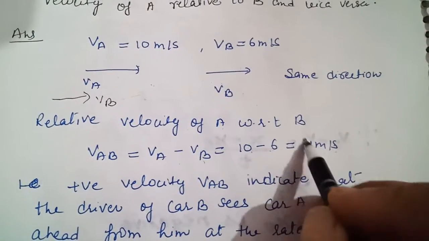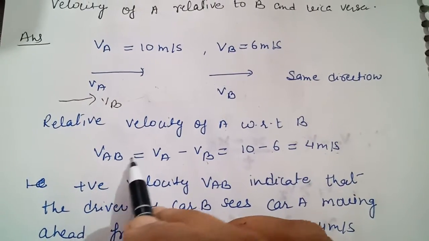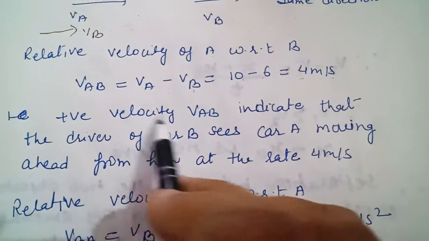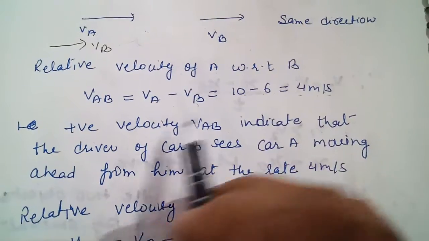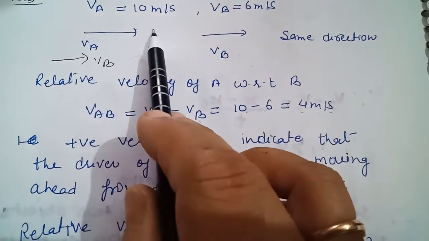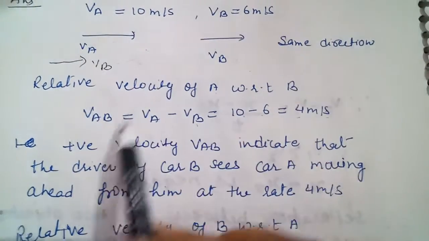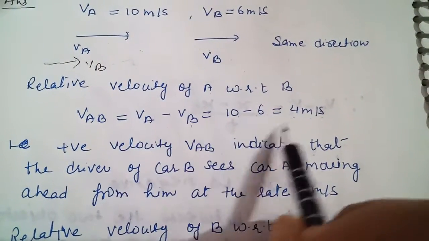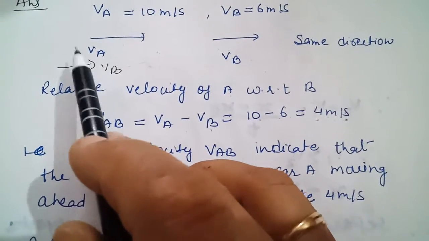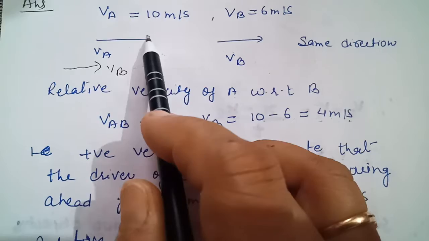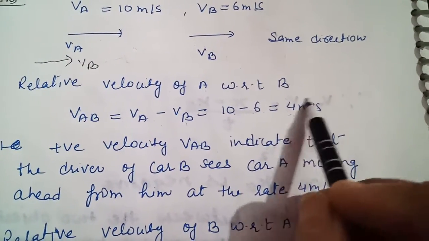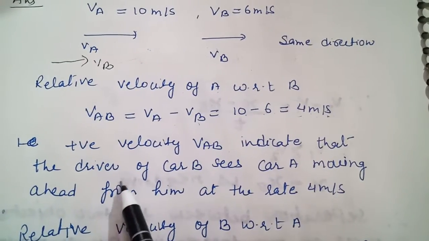Now you have got the positive velocity here, the relative velocity of A with respect to B is positive. The meaning of this is that positive velocity VAB indicates that the driver of car B sees car A moving ahead from him at the rate of 4 meter per second. मतलब जो ड्राइवर यहाँ B में बैठा है उसको ये कार आगे जाती हुई दिखाई दे रही है, कितनी स्पीड से, 4 मीटर पर सेकेंड की स्पीड से, ओके.